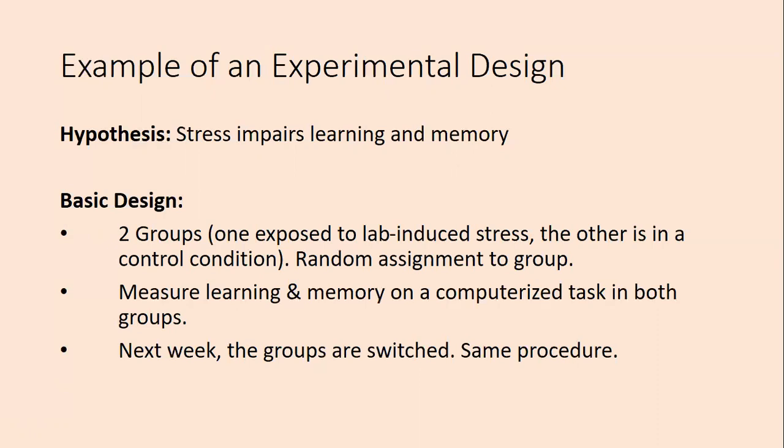Now, it's important that we would randomly assign participants to the group. Okay, so people don't get to pick what group they're in. They're randomly assigned to either the stress or no stress group. And then we can measure learning and memory performance using a computerized task in both groups. Okay, the prediction is that the stressed group is going to perform worse. Okay, if the data come out that way, it supports our hypothesis. If not, we might need to refine the way we're thinking about this.